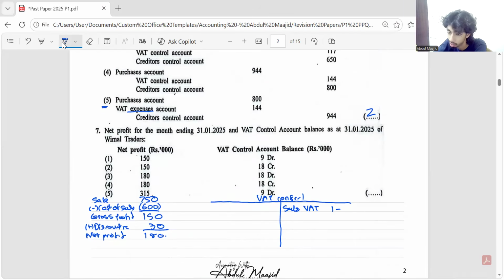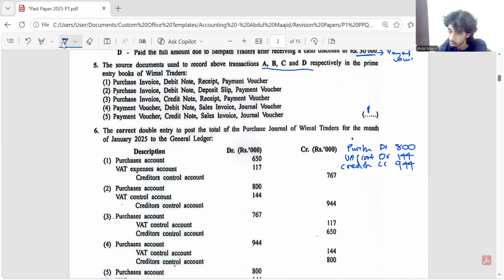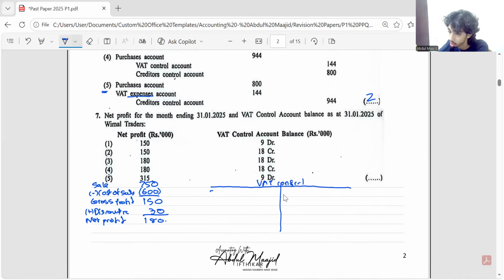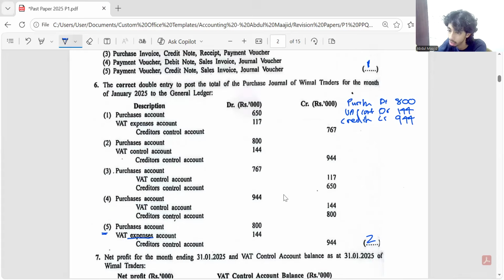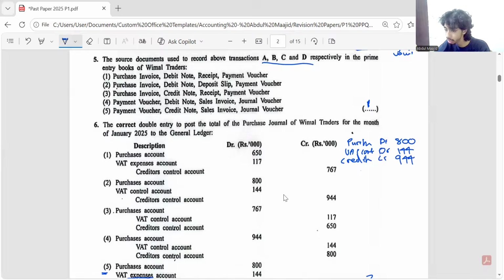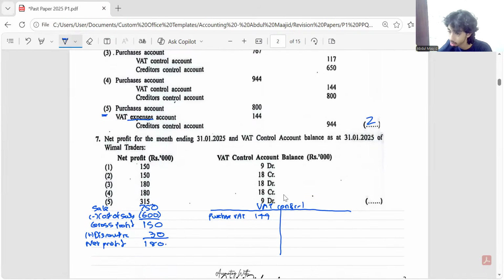144. Wait, that was a purchase. Purchase goods, sorry. Purchase VAT is an asset because it's a receivable. It will come to the debit side. Purchase VAT 144. Okay. Then return goods purchased for 177,000 to Sampath, including a VAT of 27,000. So purchase return: purchase VAT is debited, purchase return VAT will be credited. Purchase return VAT 27.